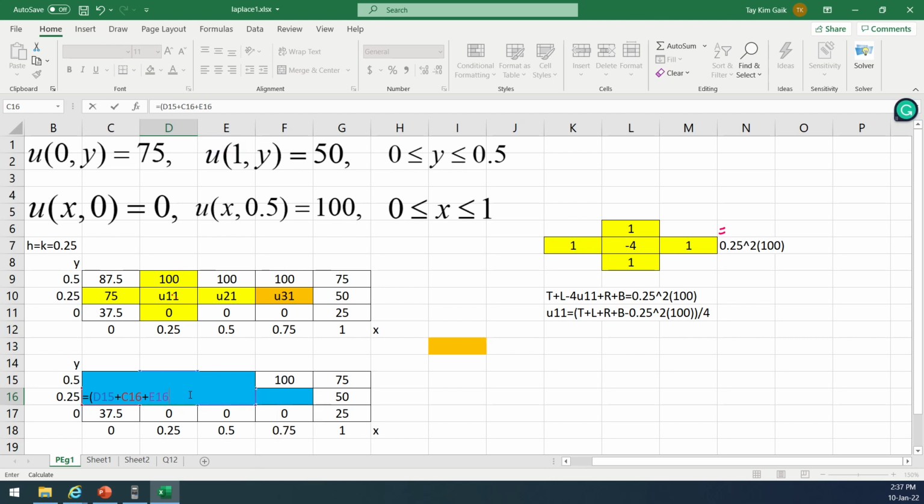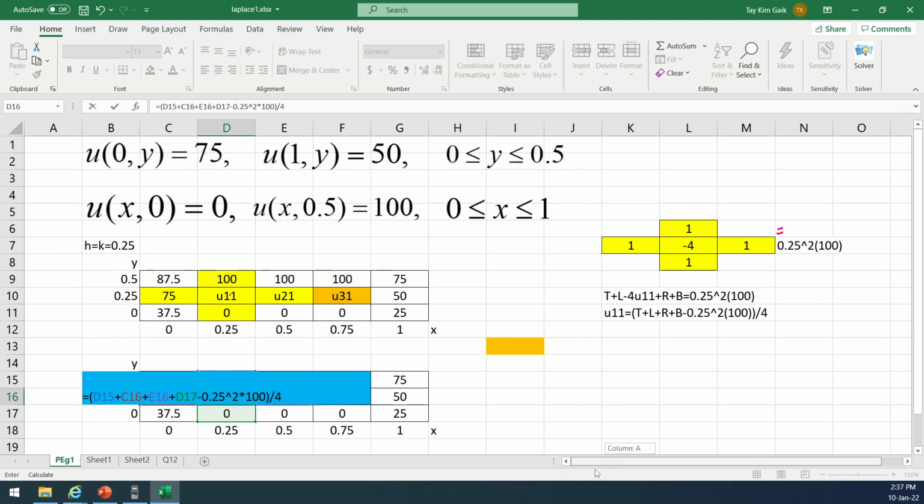E16. Bottom is D17 minus 0.25 squared times 100, divide 4. Check back.